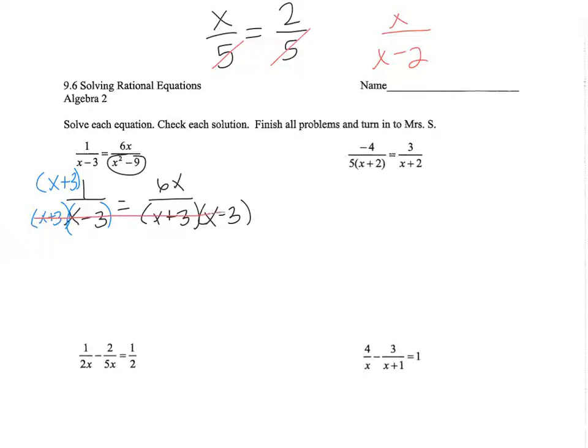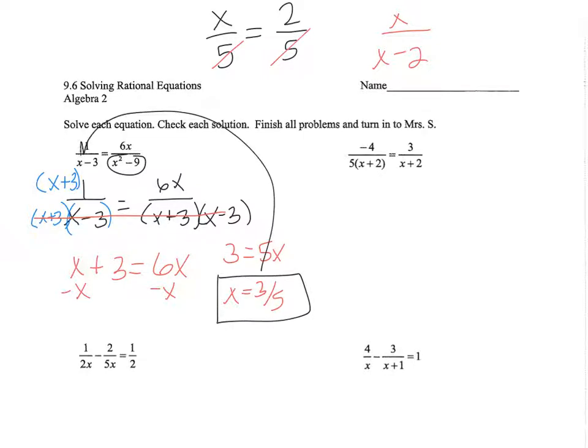So my new equation where my numerators are x plus 3 equals 6x, subtract x, so 3 equals 5x, x equals 3/5. So now I'm going to check, is 3/5 possible? Right here, can x be 3/5? Yes, it can. So what you want to do is plug in 3/5 for x and see if the left-hand side is equal to the right-hand side.